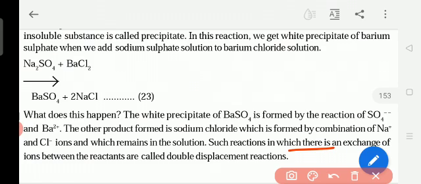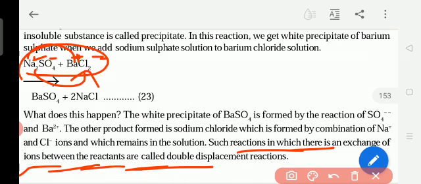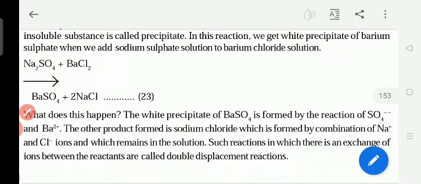When there is an exchange of ions between the two reactants, Ba is taking the place of Na and Na is taking the place of Ba. So there is an exchange of ions, plus minus, plus minus. When it gets the charges, it becomes ions. So when there is an exchange of ions between the reactants, it is called a double displacement reaction.